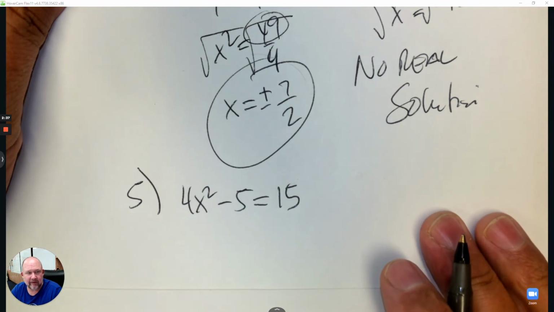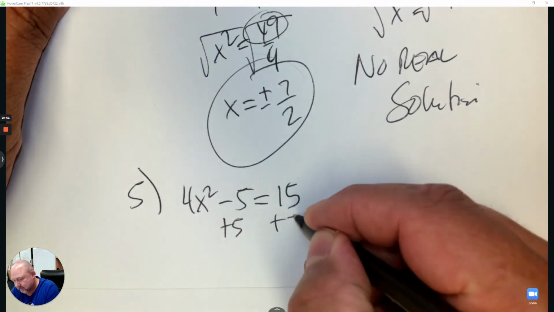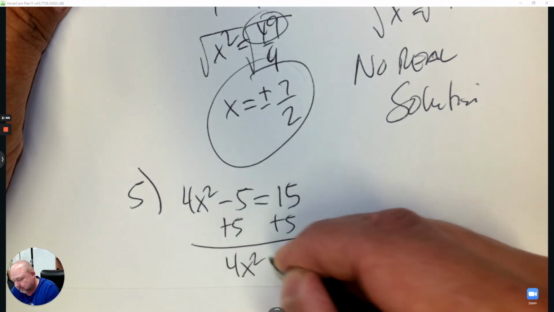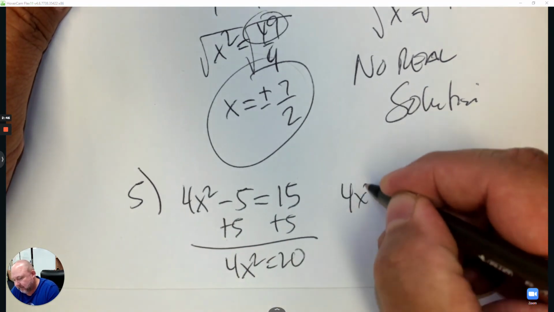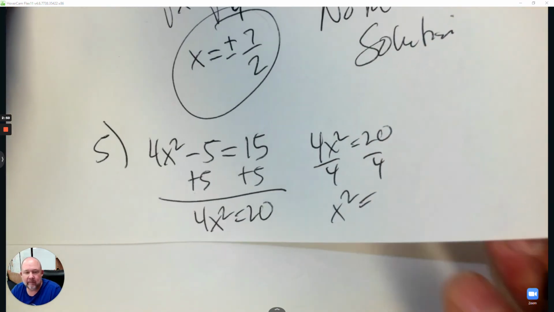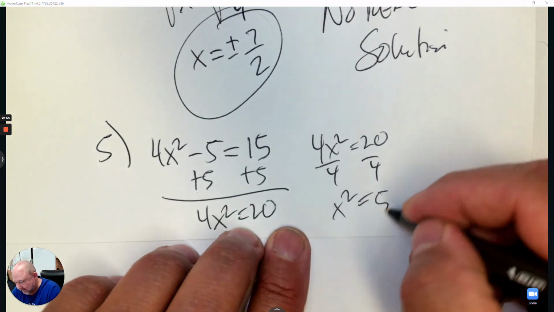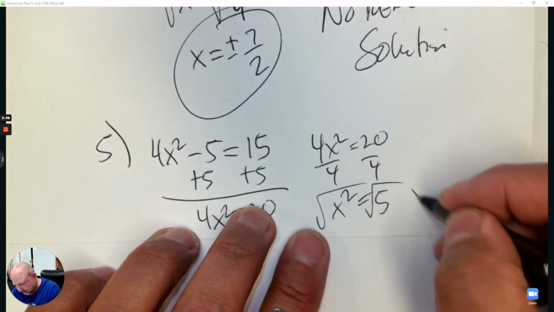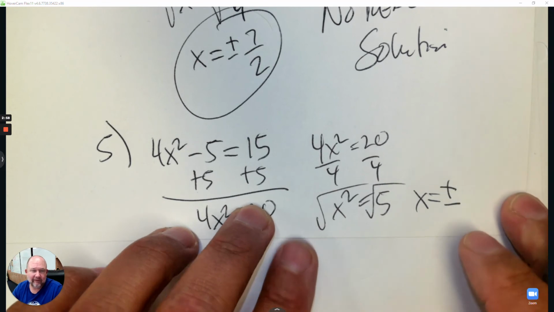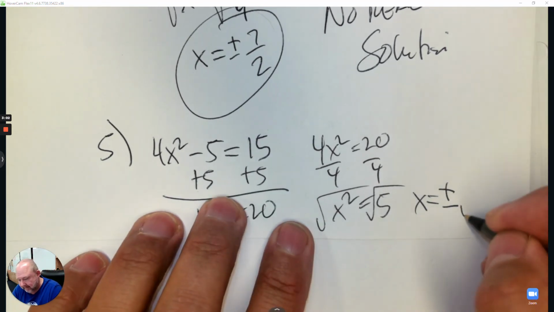All right, last one here. Could you solve this? Add 5. Next, divide by 4. So when you divide by 20 divided by 4 is 5. Now square root. The answer is positive or negative. There is no number times itself that's 5, so you just leave it as a square root of 5.